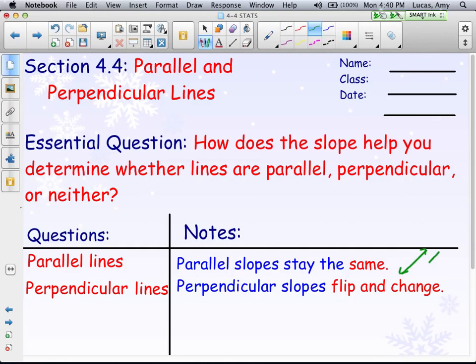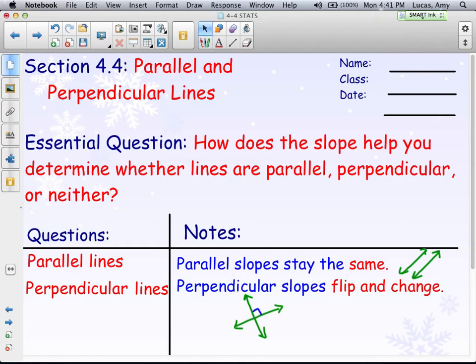So here's a drawing with an example of some parallel lines. Perpendicular lines form 90-degree angles. And what we are going to be working with are the slopes of these lines. So parallel slopes stay the same, perpendicular slopes flip and change.